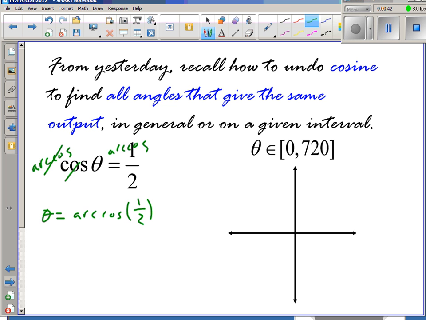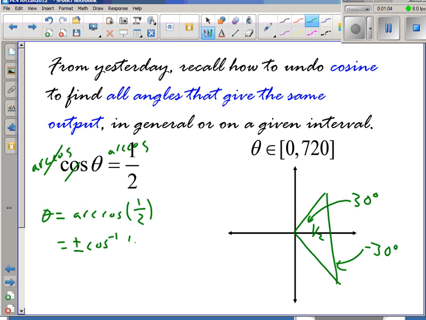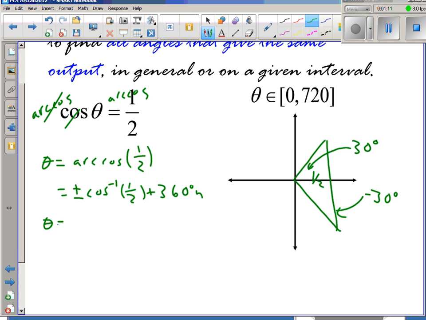Let's just get familiar with where cosine is positive on the right side. To equal 1/2, the adjacent is 1/2. That means the opposite's root 3 over 2, making this a 30-degree angle. And as you learned yesterday with a little trick, that's actually negative 30 there. Our formula looks like plus or minus the inverse cos of 1/2 plus 360n. So we would write the general solution is theta equals plus or minus 30 degrees plus 360 degrees n.